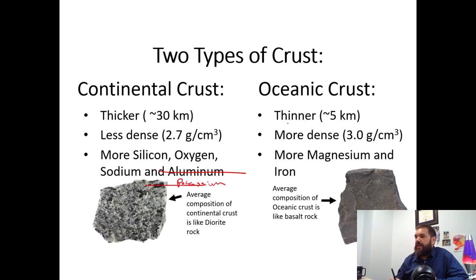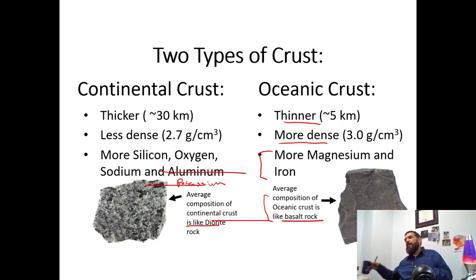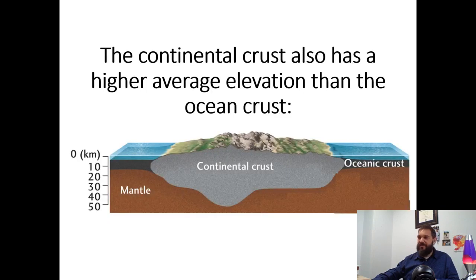Oceanic crust, on the other hand, is thinner. It's more dense, and it has more magnesium and iron, and that enrichment in iron is part of what makes what we call ocean crust rocks, mafic rocks, more dense. Okay, so the average composition of oceanic rocks is more like basalt. The average composition of continental rocks is something called diorite. Looks a little bit like granite, but it's not granite. For the untrained eye, probably most people would look at that and call that granite, but for a geologist, we don't call it granite.